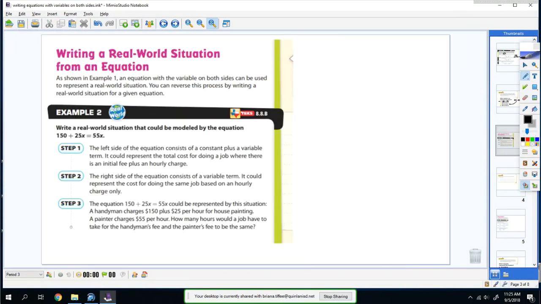All right, so now what we're going to do is write word problems for an equation. So we have 150 plus 25x is equal to 55x. All you do is write a scenario with variables on both sides. So a scenario would be a handyman charges $150 plus $25 per hour for house painting. A painter charges $55 per hour. How many hours would a job have to be for the handyman's fee and the painter's fee to be the same? Okay, that's one.